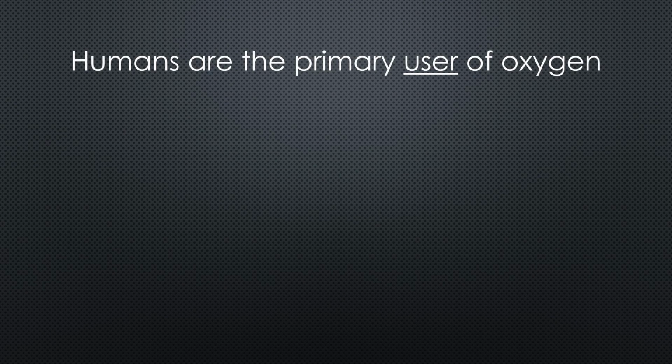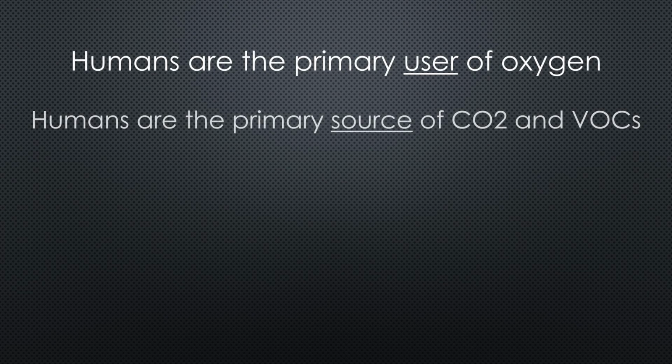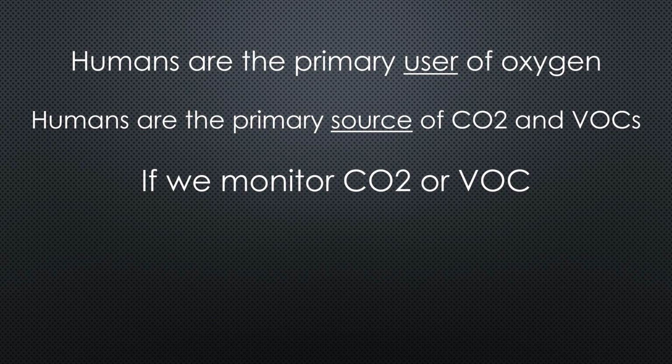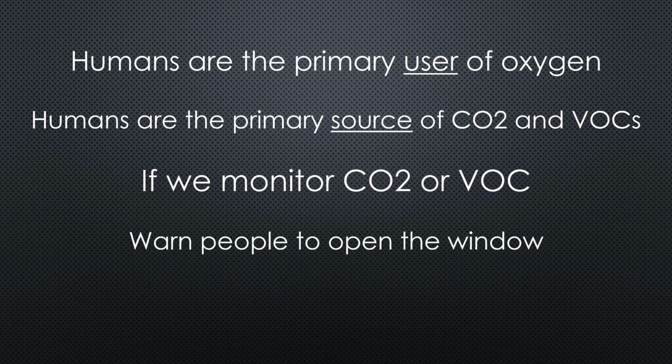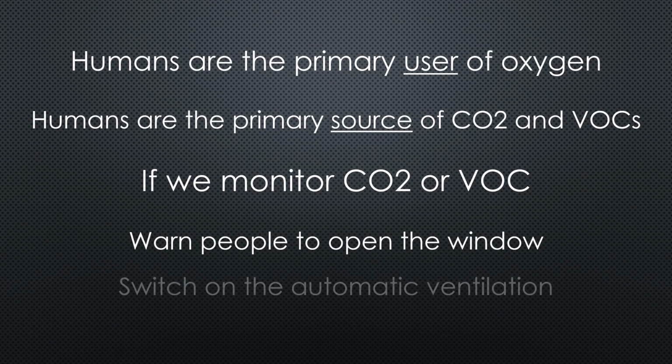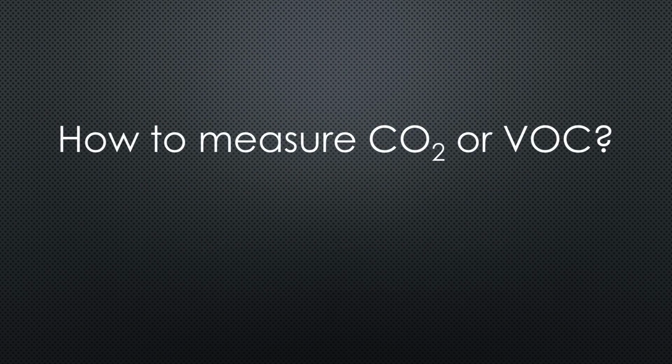So we can say humans are the primary user of oxygen and the primary source of CO2 and VOCs in typical office or living rooms. If we monitor CO2 or VOC, we either can warn people to open the window before they lose performance or before they get a headache, or we can switch on the automatic ventilation. The next question arises: How do we measure CO2 or VOCs?